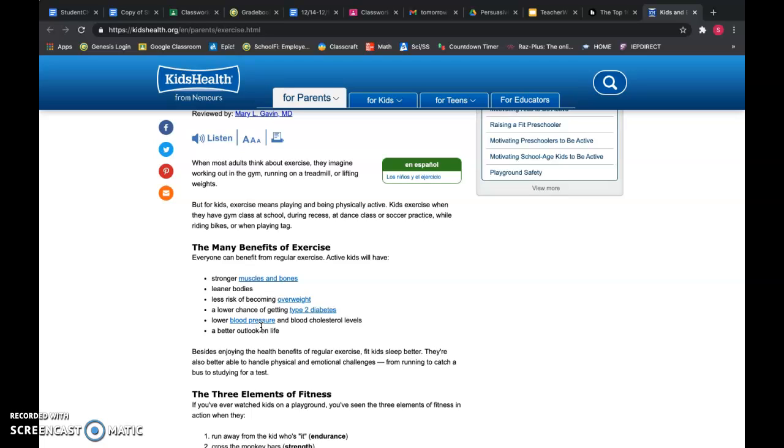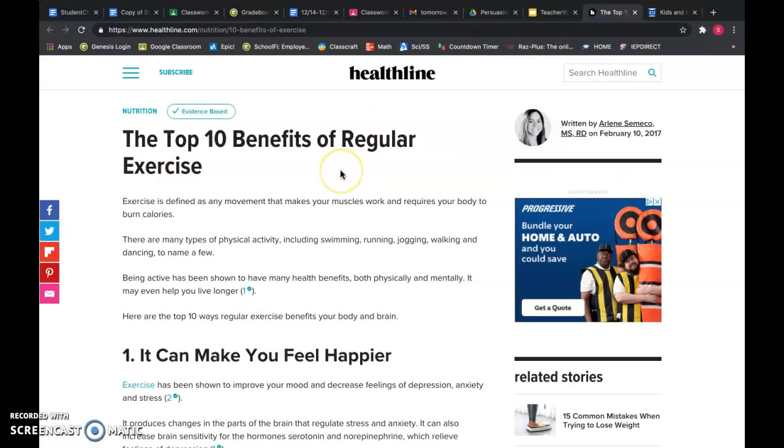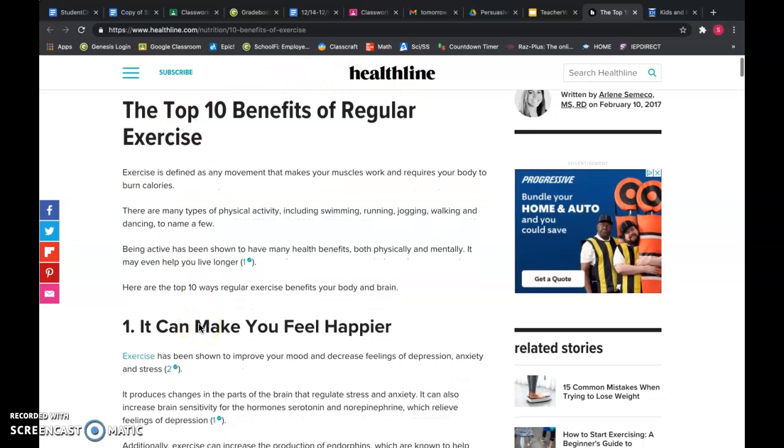I'm taking my notes. And I'm going to write down where I got this information from. I'm going to write kidshealth.org. Just like we did for our science project, you want to make sure that you have that site's page, that you're giving credit to the people you're using their research from. And the last one I found was more geared towards adults, and the top 10 benefits of regular exercise.